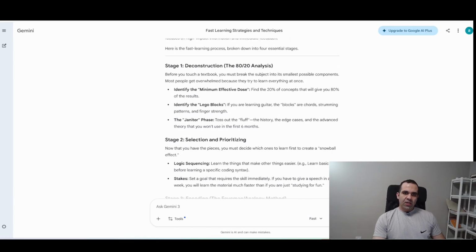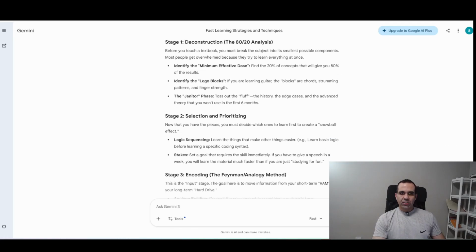Stage one, the deconstruction, 80-20 analysis. Before you touch a textbook, you must break the subject into its smallest possible components. Most people get overwhelmed because they try to learn everything at once. Identify the minimum effective dose. Find the 20% of concepts that will give you 80% of the result. So deconstruction says to focus on the 20% of the concepts which are the most important.